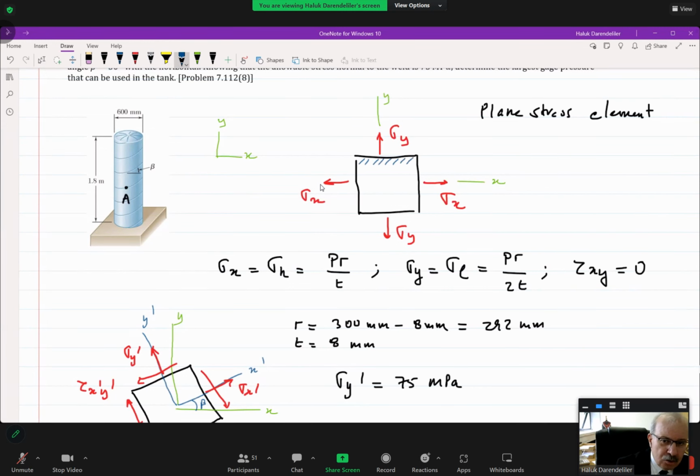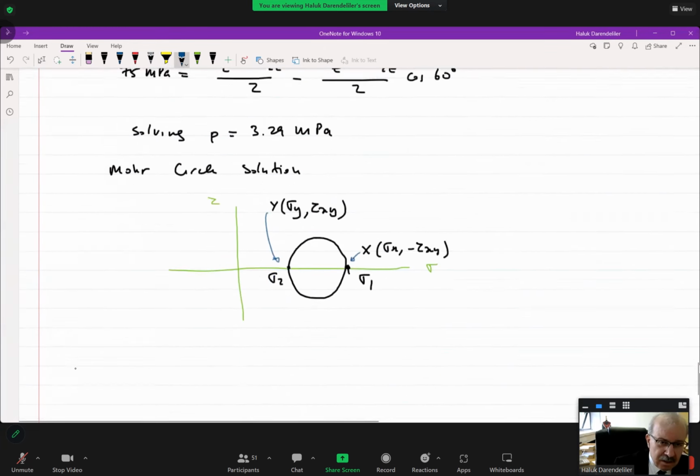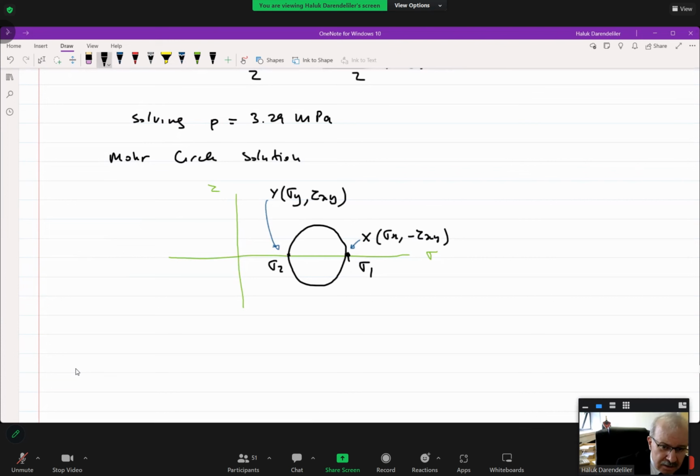Look, concentrate on the surface. If I rotate the surface as much as 30 degrees in the counterclockwise direction, I reach sigma Y prime. At the same point at A, if I rotate this cubical element as much as 30 degrees in the counterclockwise direction, sigma Y becomes sigma Y prime. Which means that since this is point Y here, if I rotate this element as much as 2 times beta, 60 degrees, then I reach this point.